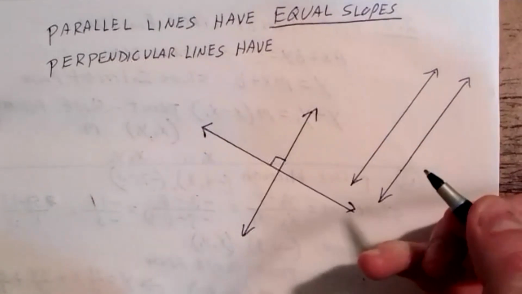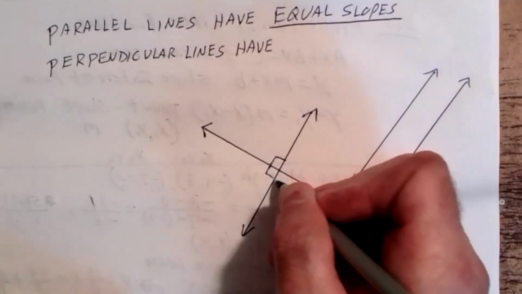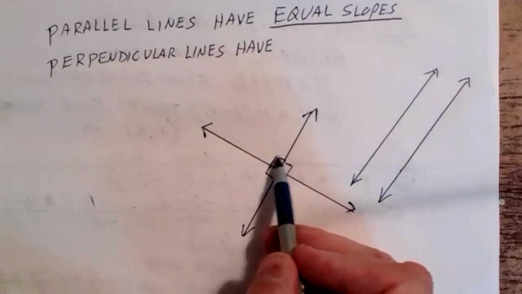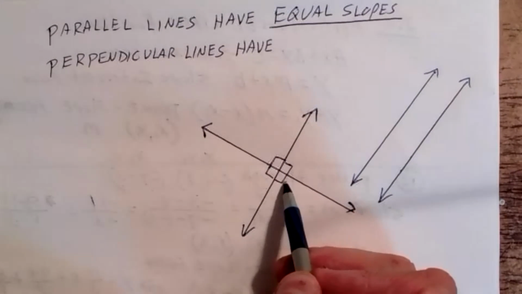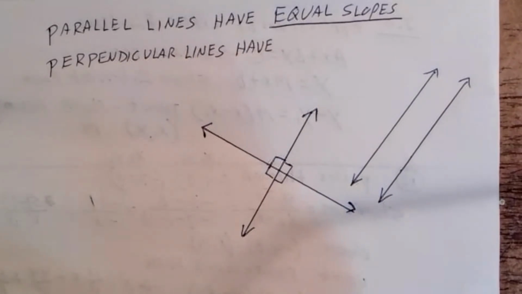90 degrees. 90-degree angles. This is a right angle. This is a 90-degree angle or right angle. This is a right angle. This is a right angle. It makes sense because 90 plus 90 plus 90 plus 90 is 360 degrees. Do you agree? All right.